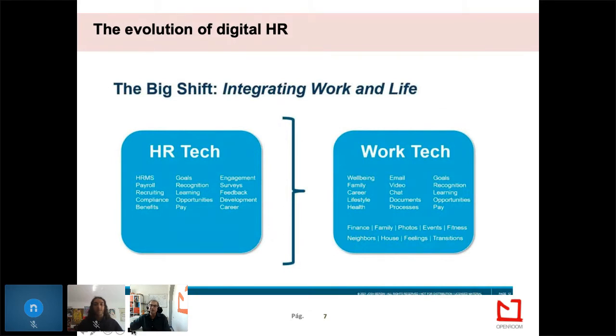It will be a big shift from HR dealing with the HR technology that we are all used to knowing, HRIS, LMS, pay, compliance, to also try to address what they call a work touch, something that has to do with well-being, with family, with lifestyle, because this hybrid model is completely changing the way we actually work and feel.